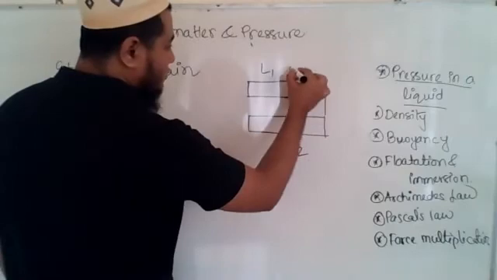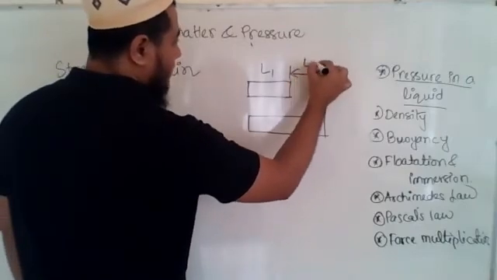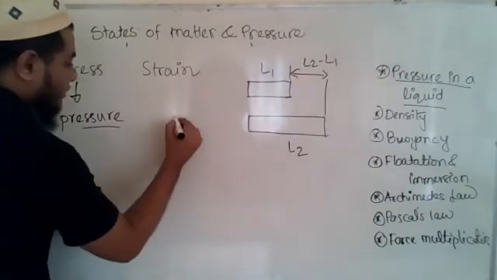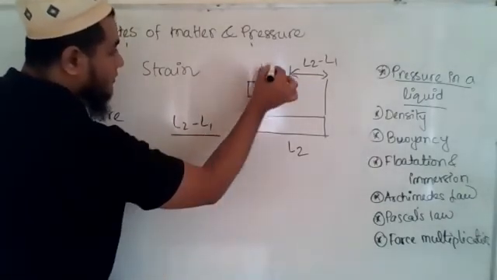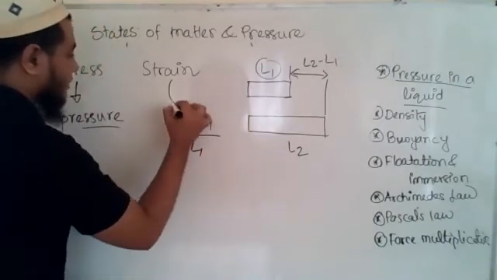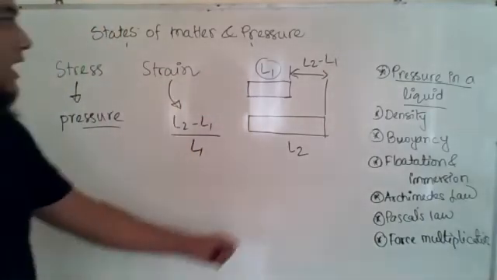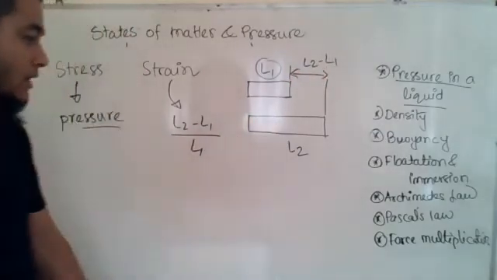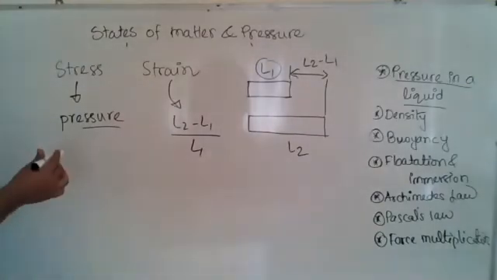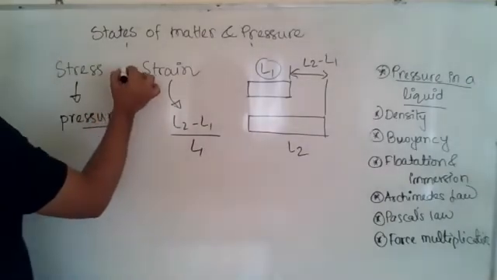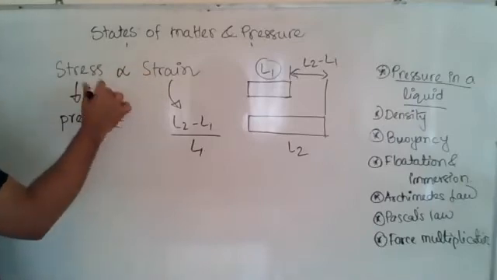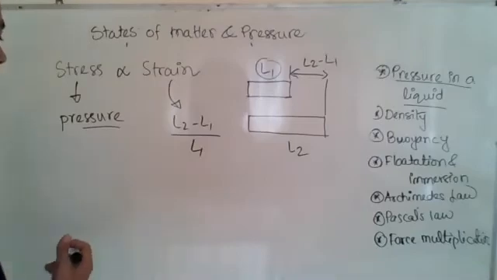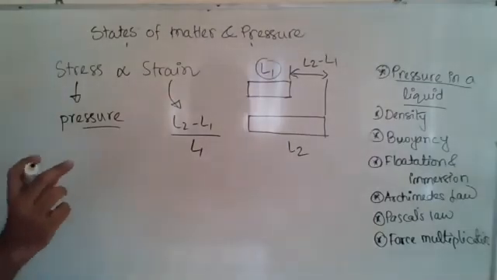So what is the change of length? L2 minus L1. That is the amount of change, right? So the change per unit length, this is what a strain is. The amount of change that occurs in unit length, that is strain. Now, Hooke's law relates these two. The stress is proportional to the strain, or we can say the strain developed is proportional to the stress. But a condition has to be maintained.